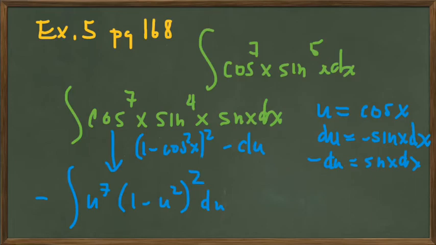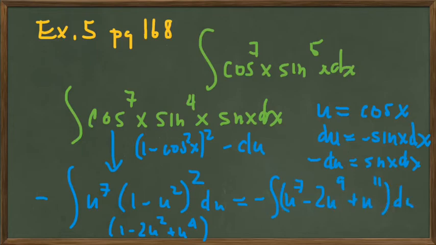This should be a squared here. We have a little bit of algebraic work to sort it out. So 1 minus u squared, squared is what? 1 minus 2u squared plus u to the 4th, and we're going to distribute a minus u to the 7th across that, so we get what? Minus, let's leave the minus sign out front of the integral, so we get what? u to the 7th minus 2u to the 9th. So minus the integral of u to the 7th minus 2u to the 9th plus u to the 11th.